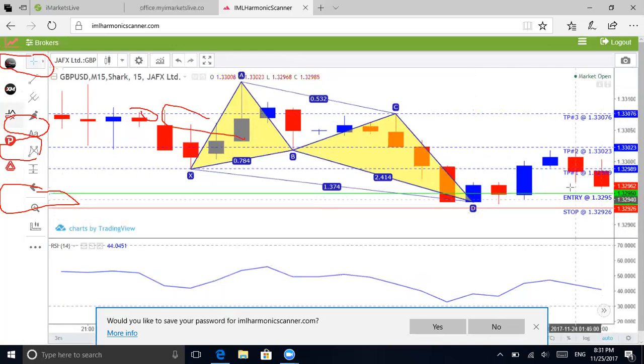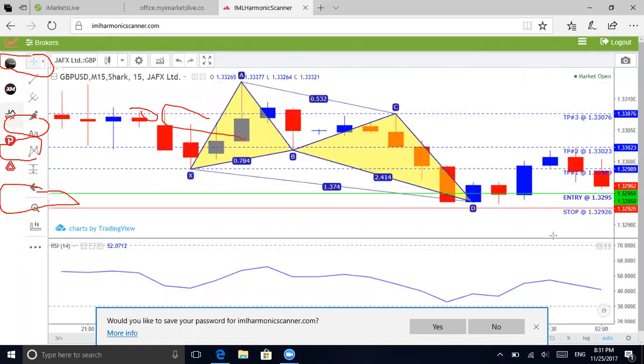So what iMarkets Live is looking for here is it wants this trade to come down here. If you see this red candle here, that is where the price is right now. So it wants this price to come back here, hit this D, and go back up. That's what it wants to do. But it doesn't usually happen. Sometimes if it goes down, it keeps going down.